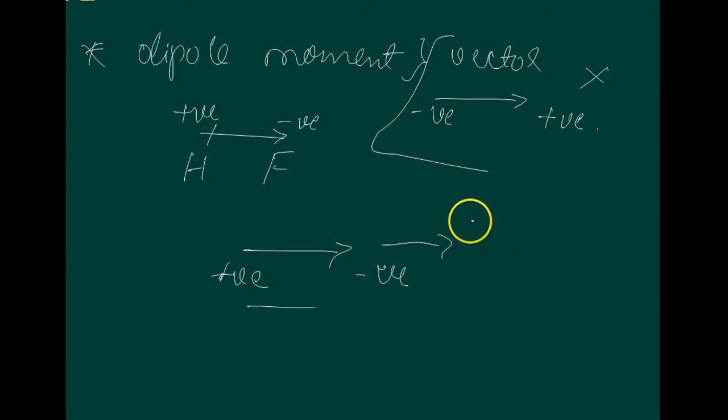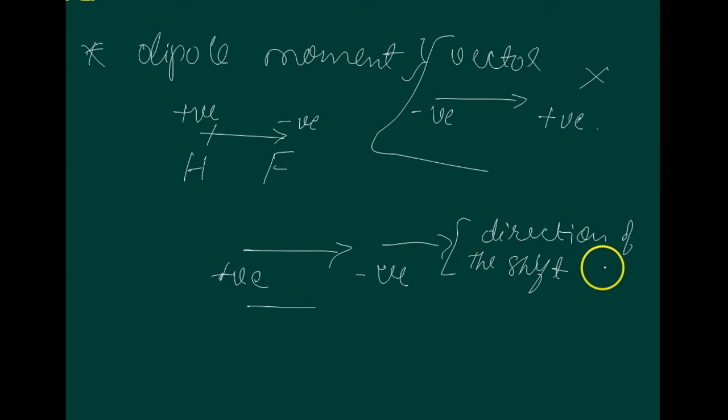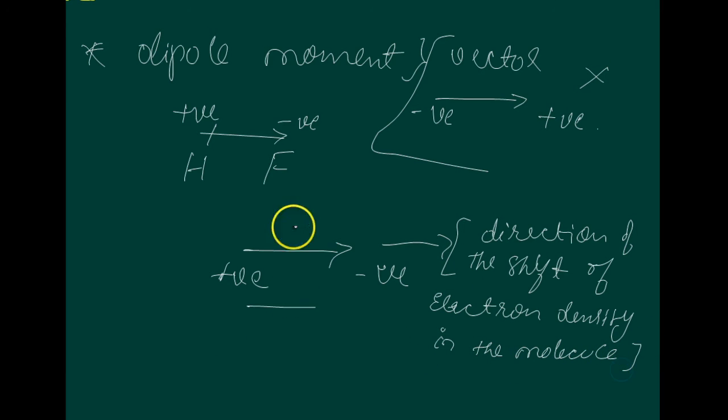This arrow symbolizes the direction of the shift of electron density in the molecule. So this is about the dipole moment.